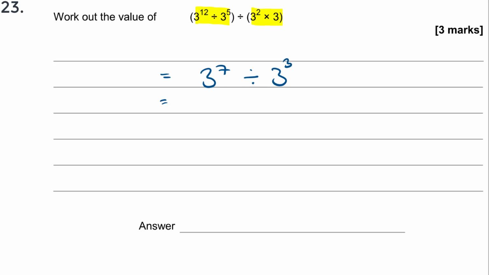Again, I've still got two numbers with the same base. I'm dividing this time, so I subtract the indices. 3 to the 7 divided by 3 to the 3 is going to be 3 to the power of 7 subtract 3, which is 3 to the power 4.